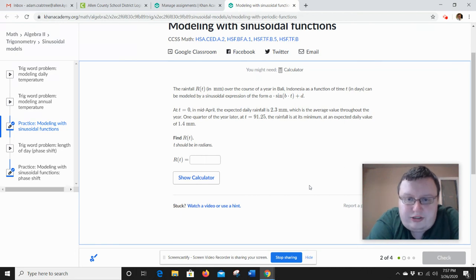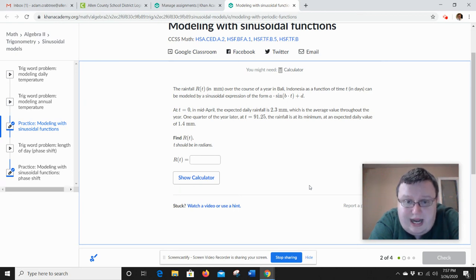This has you write another function. So, same thing. We've got an expected daily rainfall. We want the average value throughout 1 year. Expected value, average value. If you take statistics, you'll learn that those words kind of mean the same thing. All right, so 1/4 of the year later, the rainfall is at its minimum. So it starts at the average value, goes to the minimum. So this sine function goes down first. That's key. That's going to mean that A is negative.